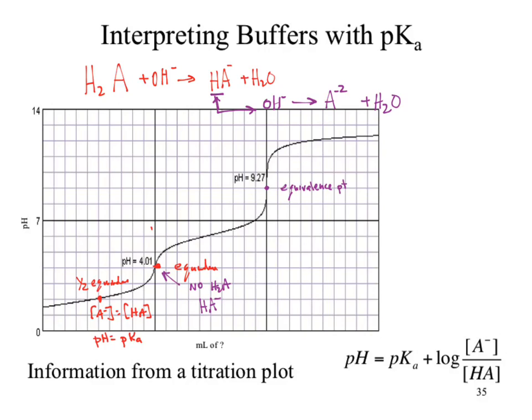Now that we're at the second equivalence, what do we know to be true? There's now no HA minus. Officially, there's also no H2A, but we ran out of that. So there's no HA minus. What else is present there? I have A minus 2. Everything has become now A minus 2. Okay.